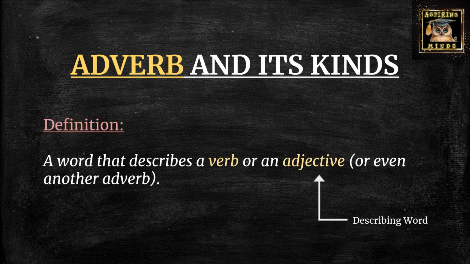So now that I showed you through an example what an adverb is, let's see the definition of what an adverb is. It is a word that describes a verb or an adjective or even another adverb. You must be wondering what is an adjective? Don't worry, I have it for you over here. An adjective is a describing word. So what is the task that an adverb performs? It adds meaning. It gives more information about a verb or an adjective.